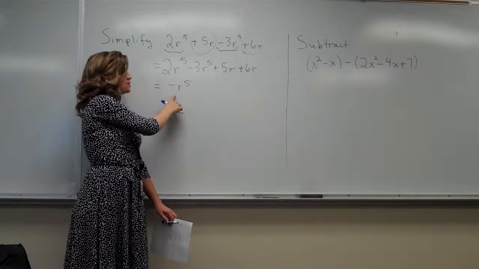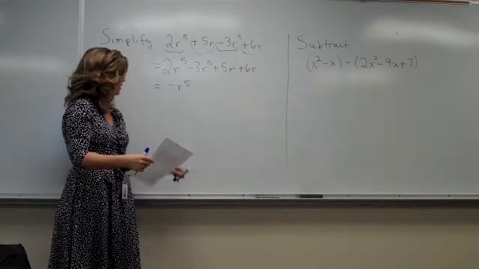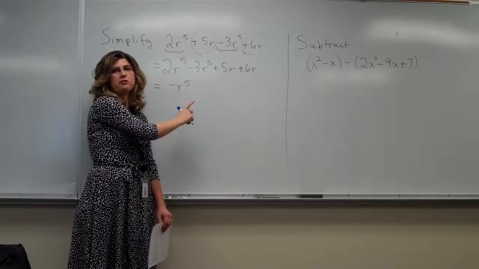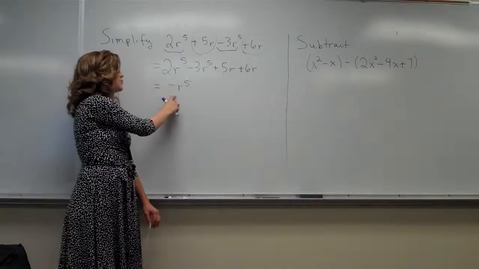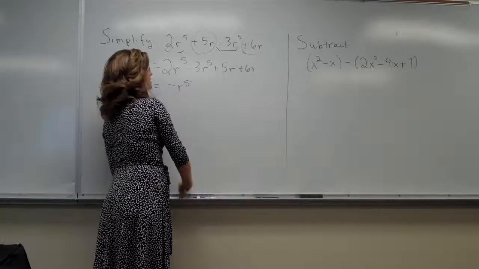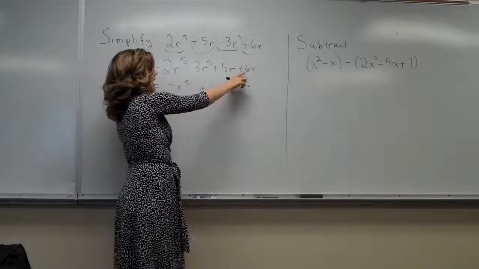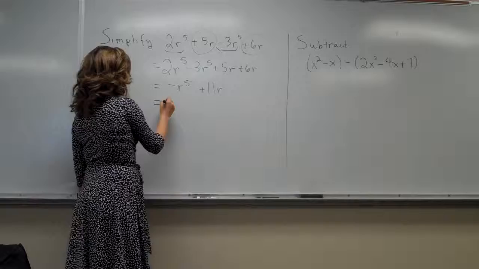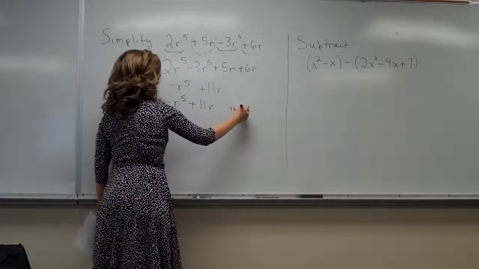Notice this is really minus 1 times r to the fifth, but in simplified form we don't typically write the 1. It's okay though in your scratch work, if it helps you to keep track, to write minus 1 r to the fifth, and then in your final answer just drop that 1 out. Because minus 1 times r to the fifth is minus r to the fifth. Plus 5r plus 6r. Well, if I have $5, pretend the r is $1, and I get another $6, then altogether I have $11. So my answer here would be minus r to the fifth plus 11r. And that is the answer.